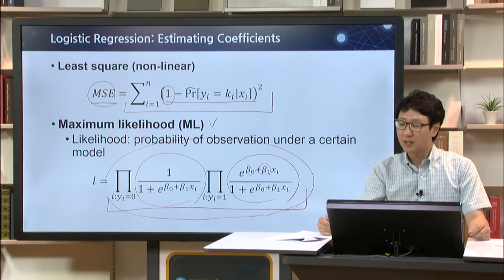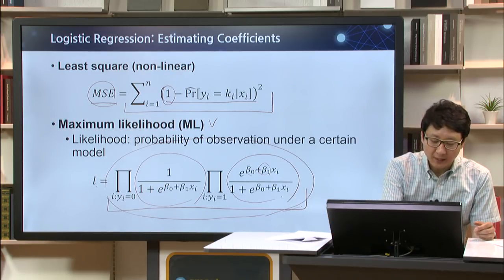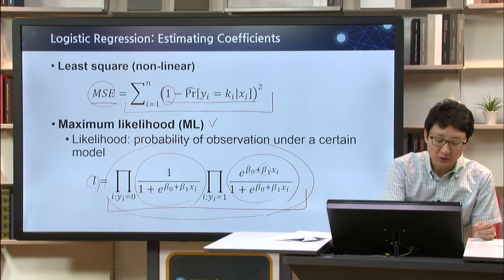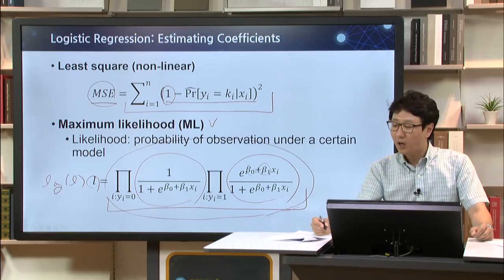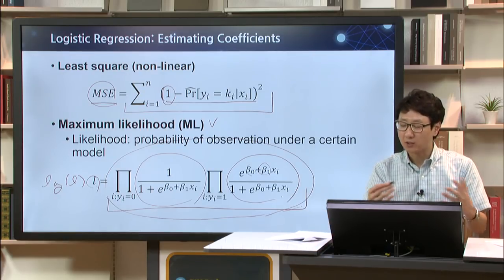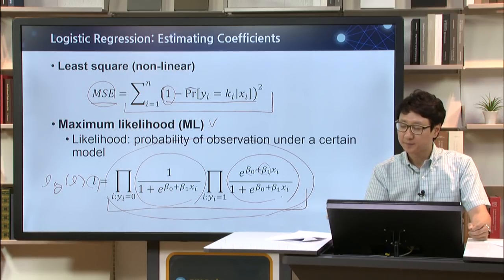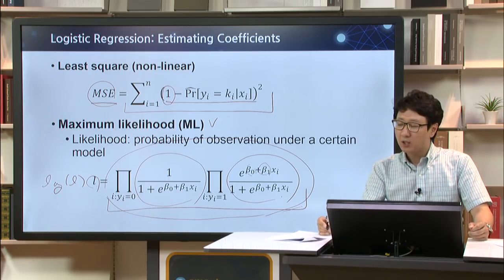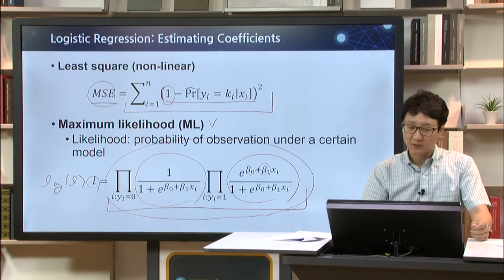In terms of actual calculation, maximum likelihood is a bit better, because by taking the log of this L, instead of using L as it is, we can make all multiplications into linear additions. Actually, for the calculation of logistic regression, maximum likelihood is more preferred.